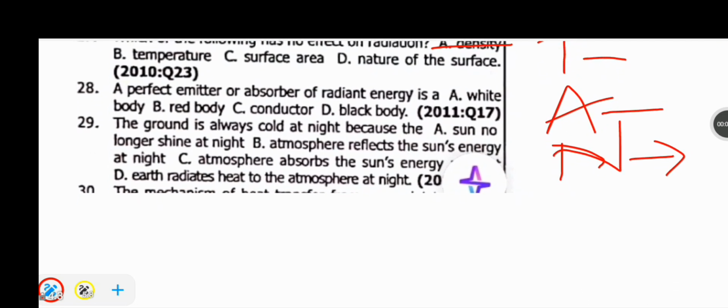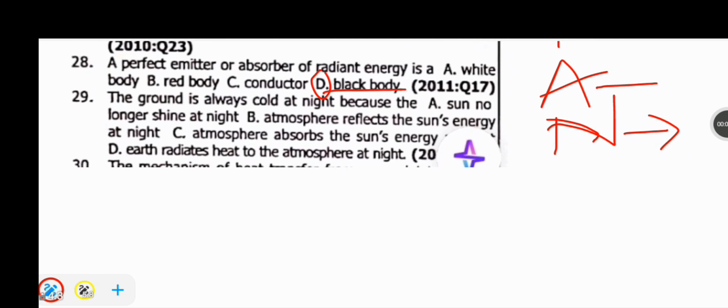A perfect emitter or absorber of radiant energy is a perfect radiator. So the color should be black. If you put on black clothes in a hot sun, you will get hot faster. You feel the heat faster. So a perfect emitter or absorber of radiant energy is a black body. Okay, a black body is the answer.